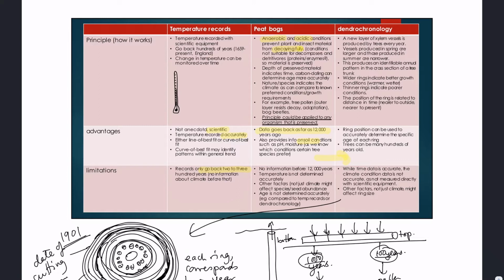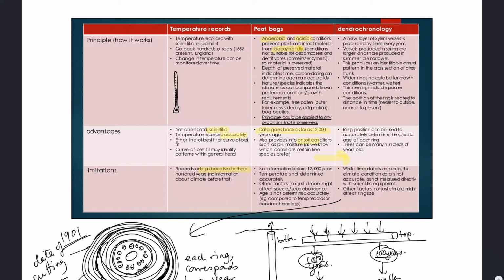In addition, the key thing that keeps coming up is that it's not just climatic factors that affect their growth. With regards to peat bogs and the amount of pollen, and with regards to dendrochronology and the thickness of the tree rings, there could be many factors which affected that. So how much pollen there was, or how thick these rings are, it's not just climatic factors that could be influencing that. There could be other factors affecting the thickness of the tree ring.